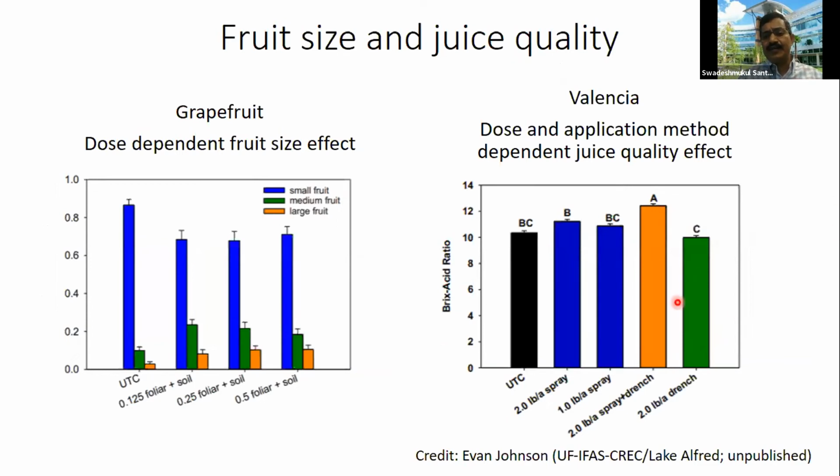And for Valencia, we also did the Brix acid ratio, meaning the quality of the juice. We found that the quality of the juice in fact improved and didn't compromise as you increase the application rate. And not only that, the fruit size also improved with our treatment in a dose-dependent manner.